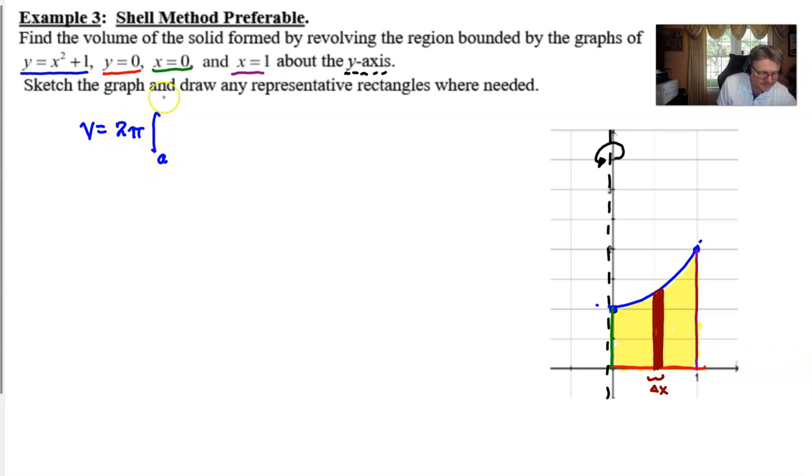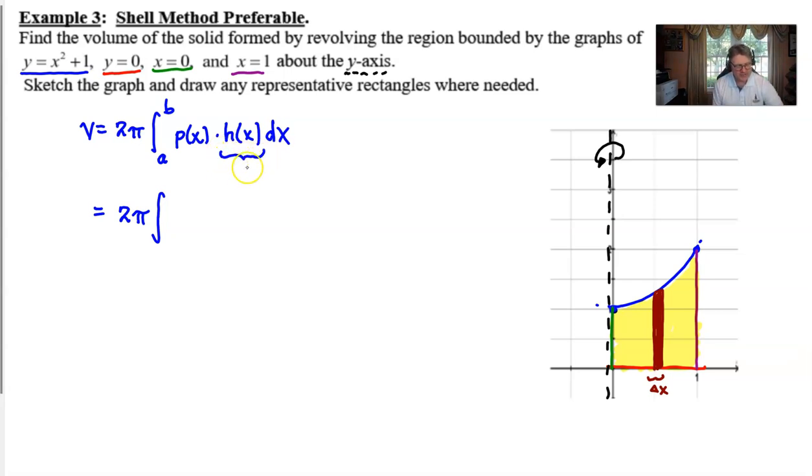You would integrate from some boundary A to some boundary B, and then you have this thing called the radius, p of x, times the height of your representative rectangle, which we call h of x. And so if we just bring each part down, I'll worry about the limits of integration last. I tend to have my students focus on the h of x first. Leave a little space for that p of x. You won't need much space.